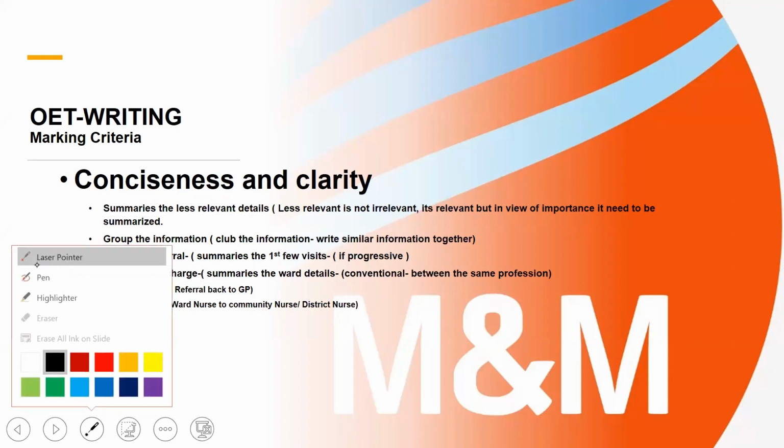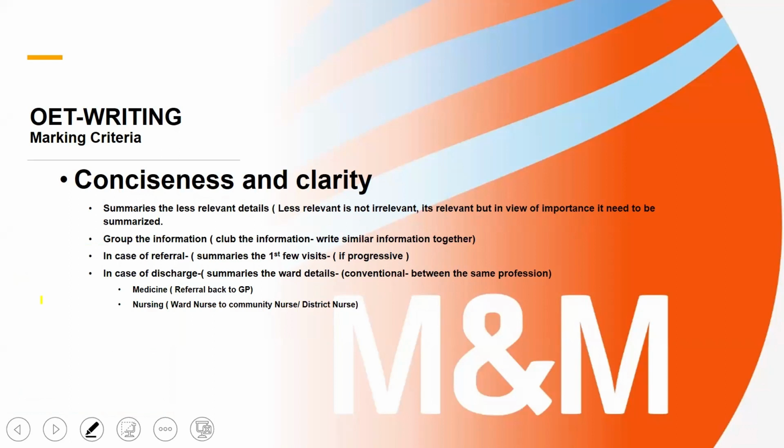We have to see that less relevant detail is not irrelevant. It's relevant, but as per importance, we have to summarize it down. So conciseness is your skill to summarize the less relevant. It's not irrelevant, remember that. It's not semi-relevant. It's less relevant detail. The less relevant detail should be summarized, and group the information, like club the same information to write it down together.